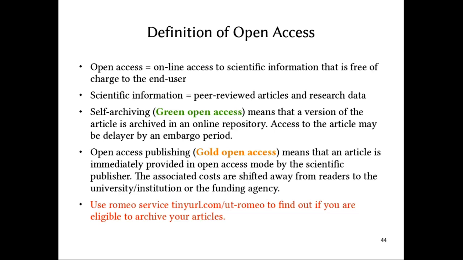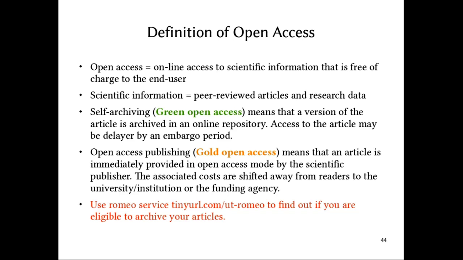Besides green open access, there is so-called gold open access, meaning that an article is immediately provided in open access mode by the scientific publisher. Usually you pay for that. It is 1,000 euros, 2,000 euros. In the top journals, it is up to 4,000 or 5,000 euros. And so the associated costs are shifted away from the readers to the university, institution, or the funding agencies.